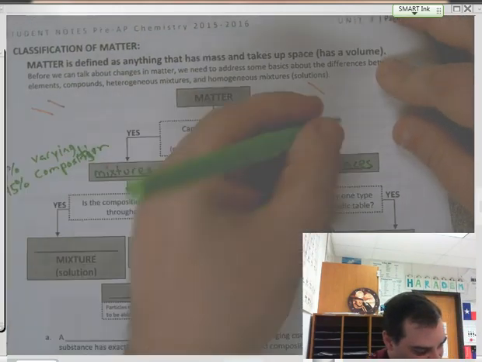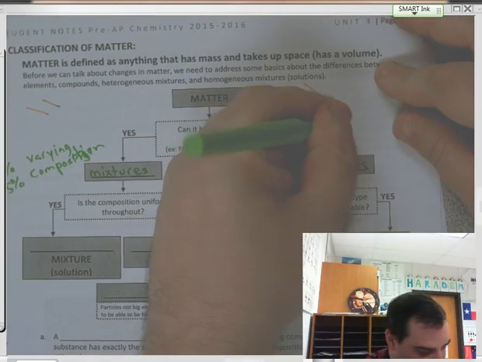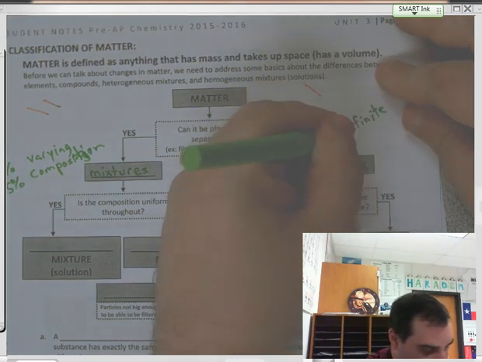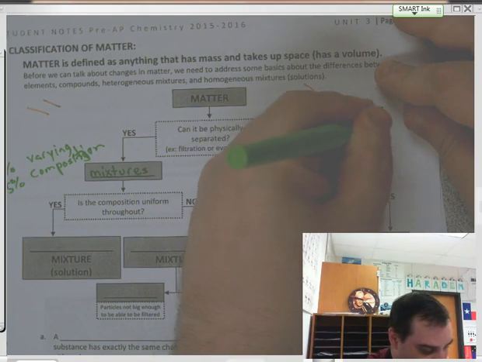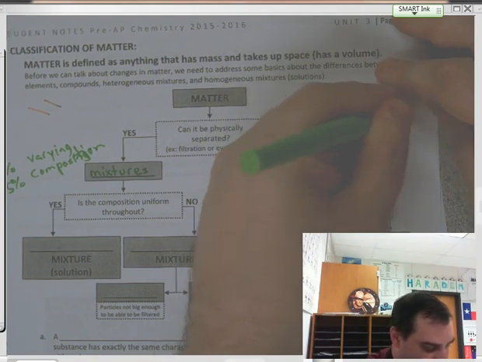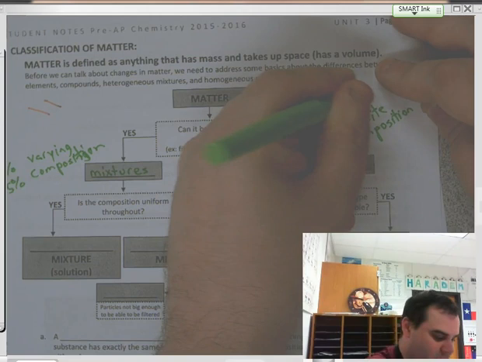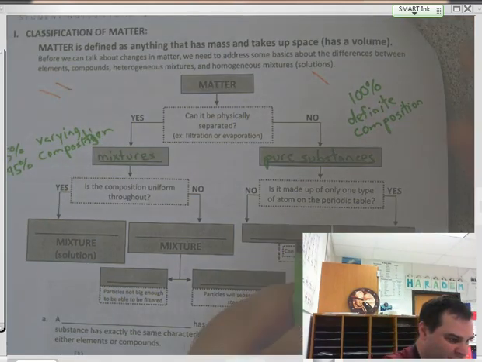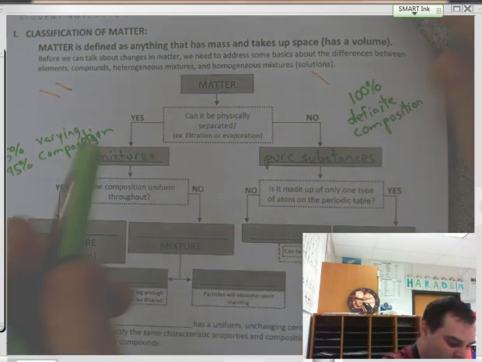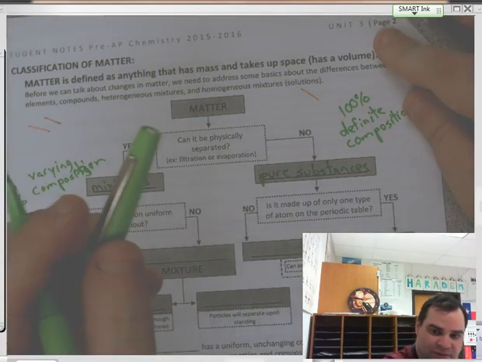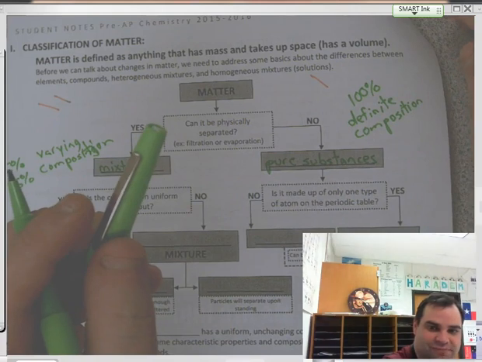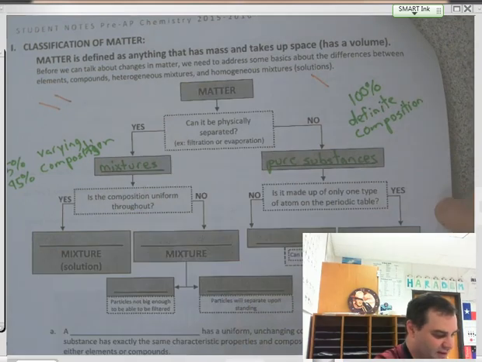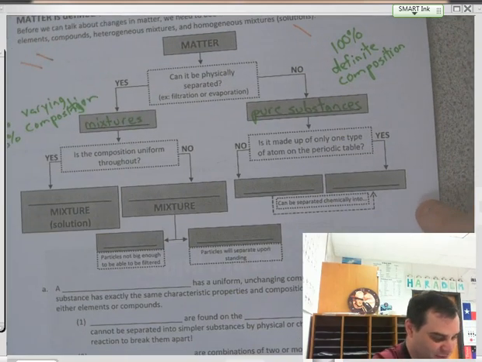Pure substances have a defined, or definite's a better word, composition. They are 100% pure. So, for example, the element hydrogen should be 100% pure, unless there are impurities in it. If you have pure substances, there are two different types.